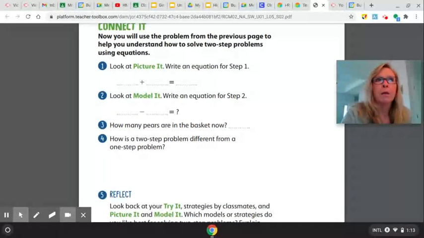I have 10. But a two-step, you would add, I have 5 pairs in my basket. I picked 5 more. I have 10. And then I'm going to eat 2. What's left over? 8, because I ate 2. So that's 2 steps you're thinking.